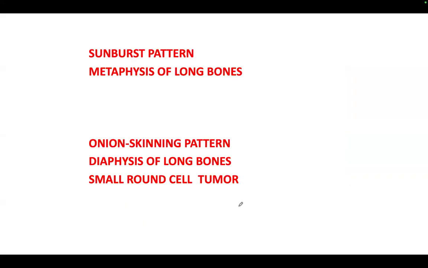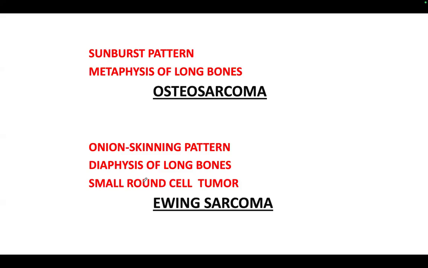What disease presents with the sunburst pattern and affects the metaphysis of the long bones? What's your answer? Okay, that's osteosarcoma. So what disease presents with the onion skinning pattern and affects the diaphysis of the long bones and is considered to be a small round cell bone tumor? Okay, this is now Ewing's sarcoma.